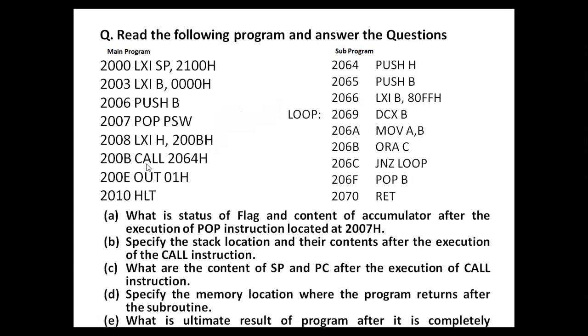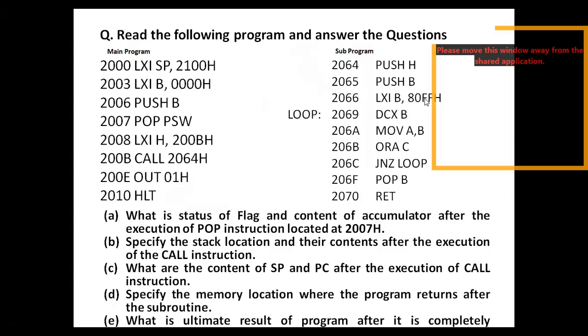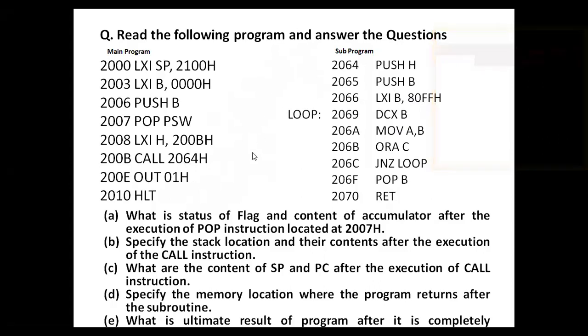And again, we are calling the subroutine at 2064. At 2064, we have PUSH H, PUSH B, LXI B, DCX B, and different instructions are written, and then it is going to return. And whenever it returns, it will execute 200E, that is OUT 01. So in this way, this program will work, and we have to understand what the different problems are which we have to solve.